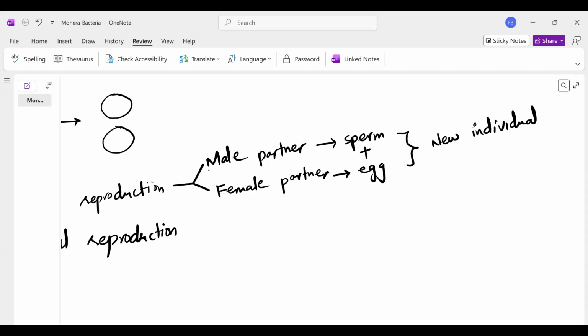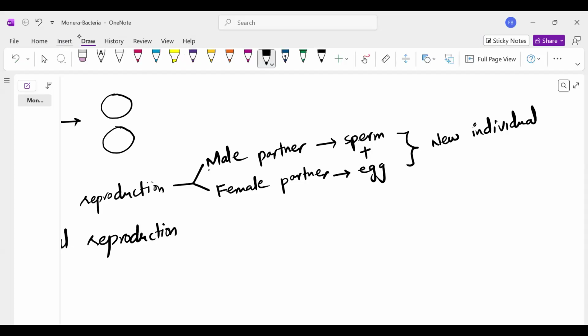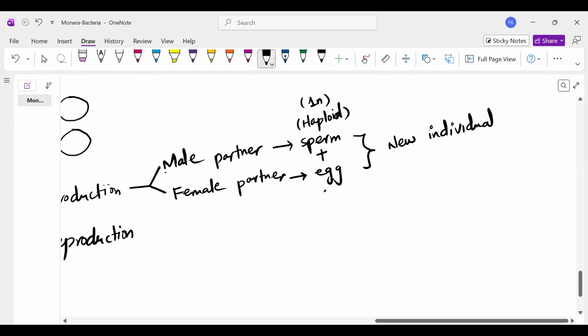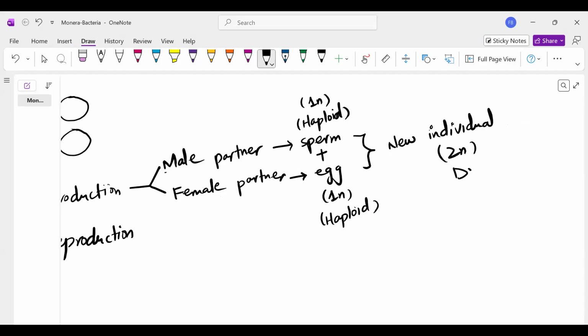Okay, at this level you can just know that the sperm is haploid. Haploid means one N. It will be difficult for you at this stage, but with time you will understand this. Egg is also haploid. Okay. When this one N and one N combine, the new individual will be 2N, and it will be diploid. It means it has taken the characteristics of both the father and the mother.